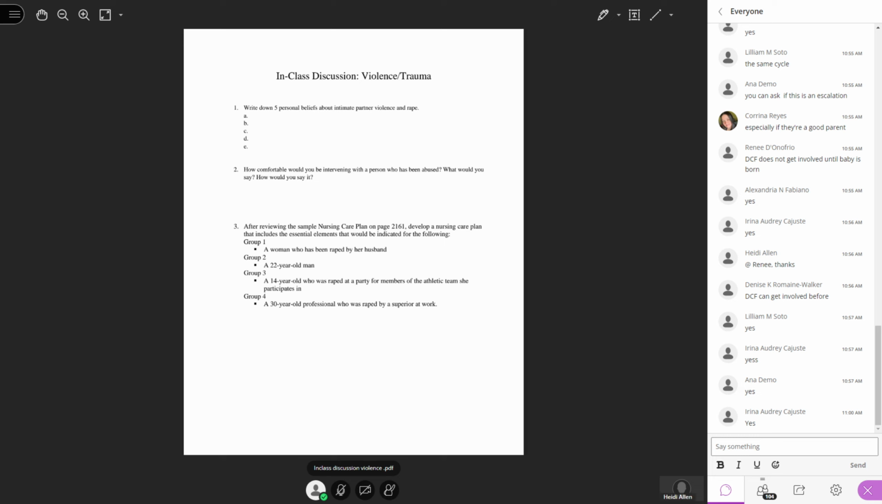And then after reviewing the sample care plan, I want you to come up with a care plan that talks about things that we would include in the various types of scenarios here: a woman who has been raped by her husband, a 22-year-old male, a 14-year-old male who was raped at a party by somebody on the athletic team. And then group 4 will be doing a 30-year-old professional who was raped by a superior. It gives you different scenarios, so think about what we need to do for this individual person, okay?